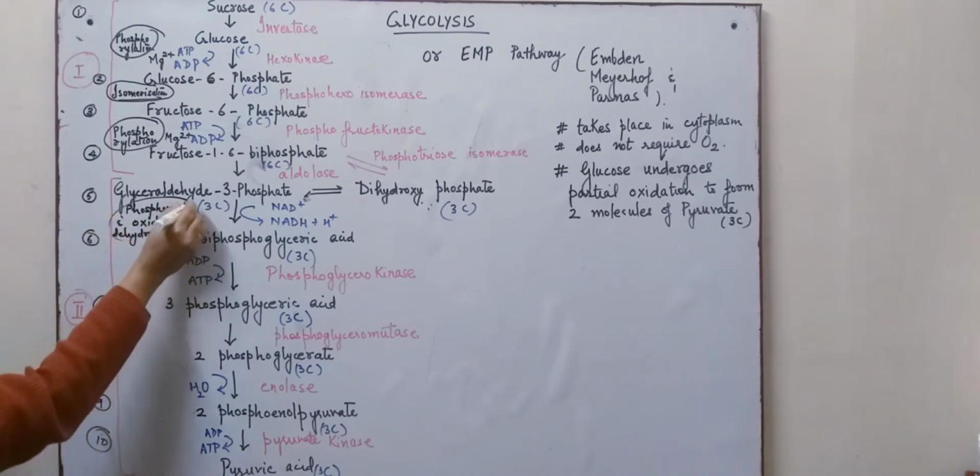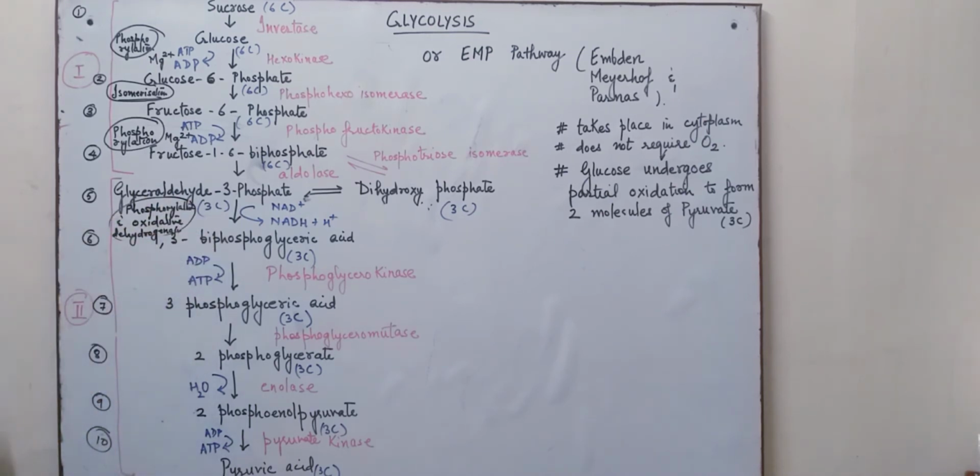This is the next step. Here, in this step, 1,3-biphosphoglyceric acid is converted to 3-phosphoglyceric acid in presence of enzyme phosphoglycerokinase, and the first molecule of ATP is formed.